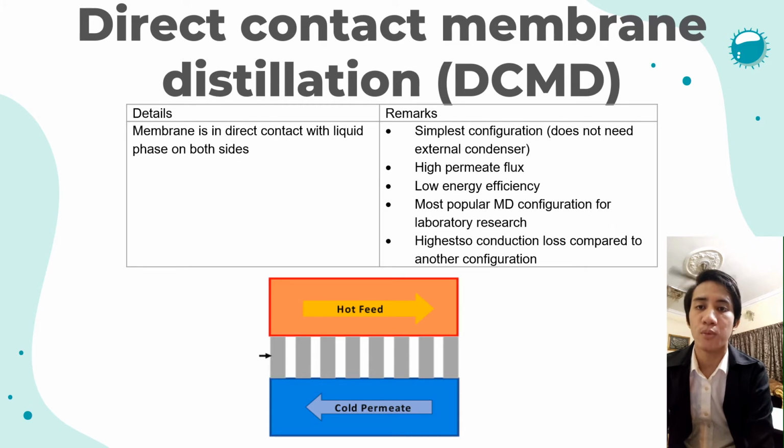only for evaporation. In DCMD, different membrane modules can be used, such as hollow fiber or flat sheet, under cross flow or longitudinal flow. It is best suited for applications such as desalination and concentration of aqueous solutions.